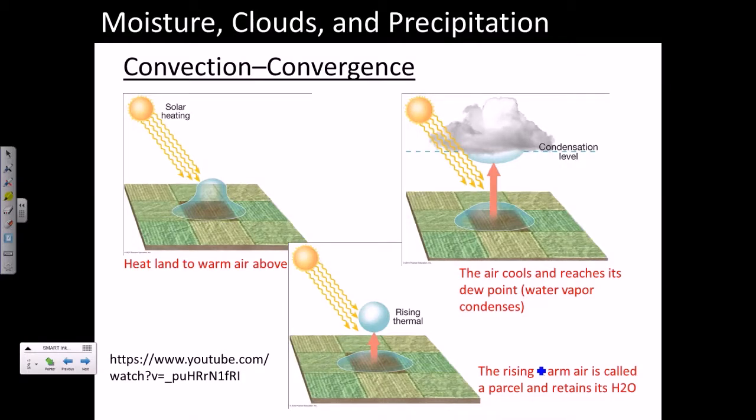Now, there's a couple other ways that this can happen as well, and they're related to thermal heating, which we're going to refer to as convection. When we have thermal heating of the land surface, the sun's rays come in and heat up the land. The land then sends out long wavelength infrared to heat up the air. And what happens to the air as it heats up? It expands and becomes less dense and rises up. As it cools, then it will come back down.